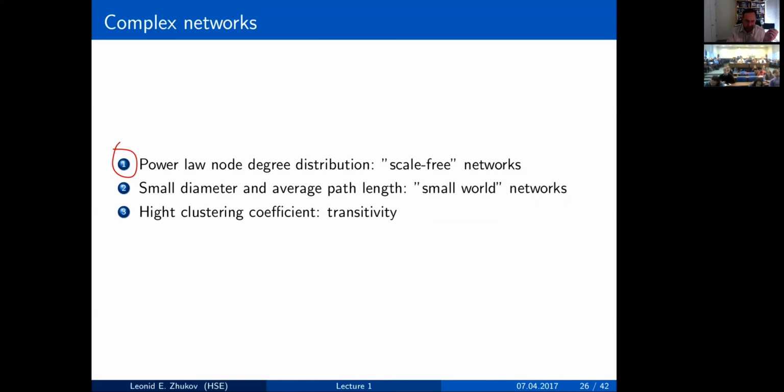The second property is what's called small diameter, or a small world network, and all of those networks are small world networks. The third property is what's called high clustering coefficient, or transitivity. Within the next half an hour, we're going to talk about these three main properties, and through the rest of the course, we'll be coming back to them over and over again. At the end of this lecture, I would like you to remember these three things. They are the key to complex networks, and this is what I want you to remember from today's lecture, okay?